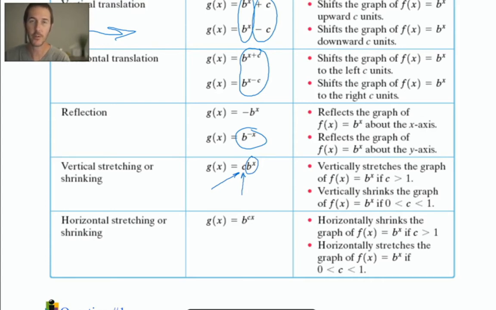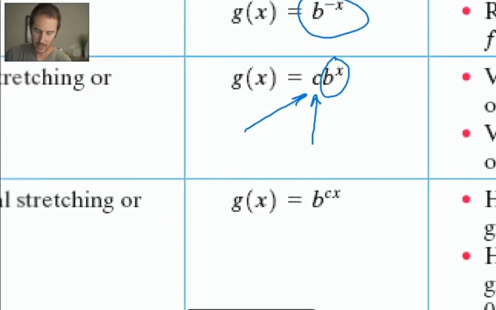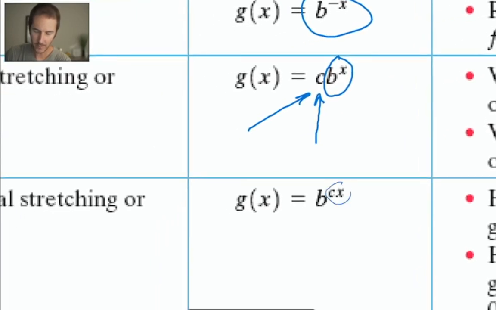It's much farther below the x-axis. So it causes a vertical stretch, as though you've grabbed the top and the bottom of it and you're pulling it upward and downward, okay? Pulling the top part up and the bottom part down. Vertical stretching.